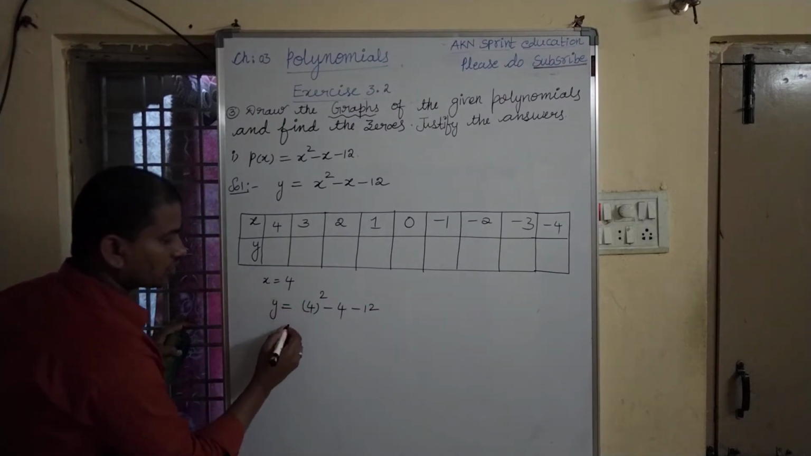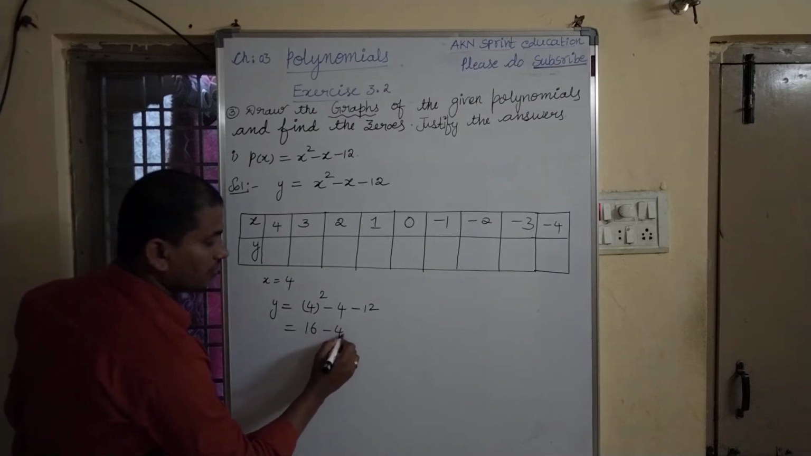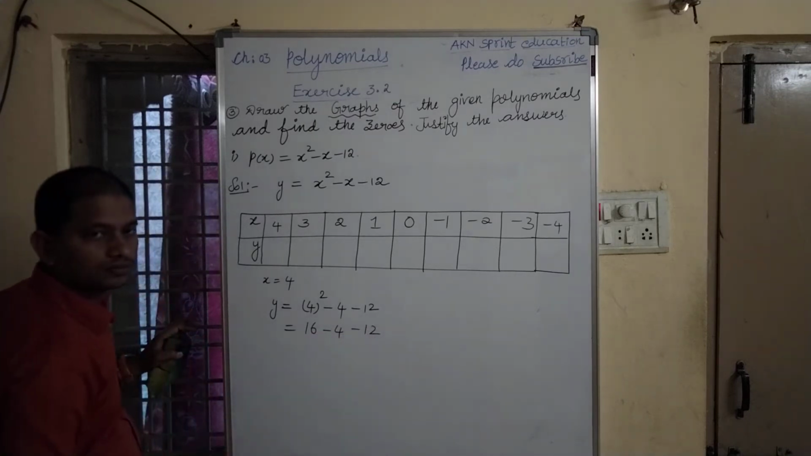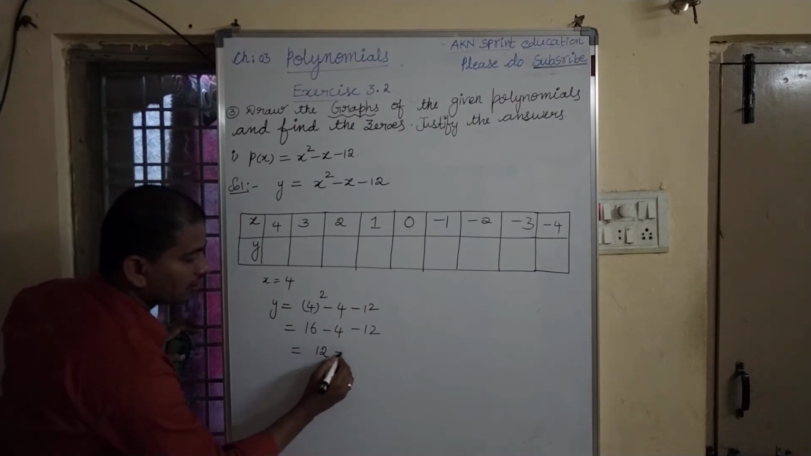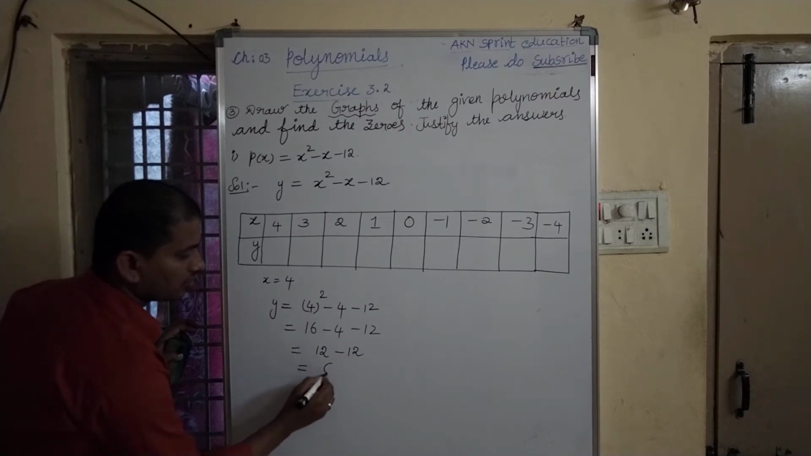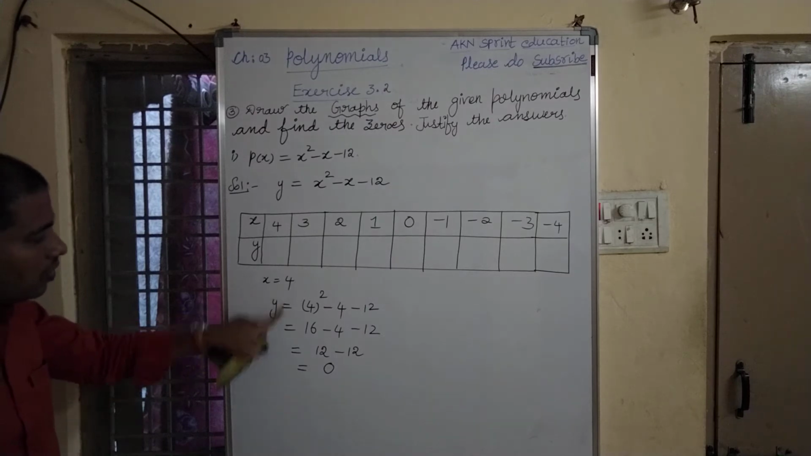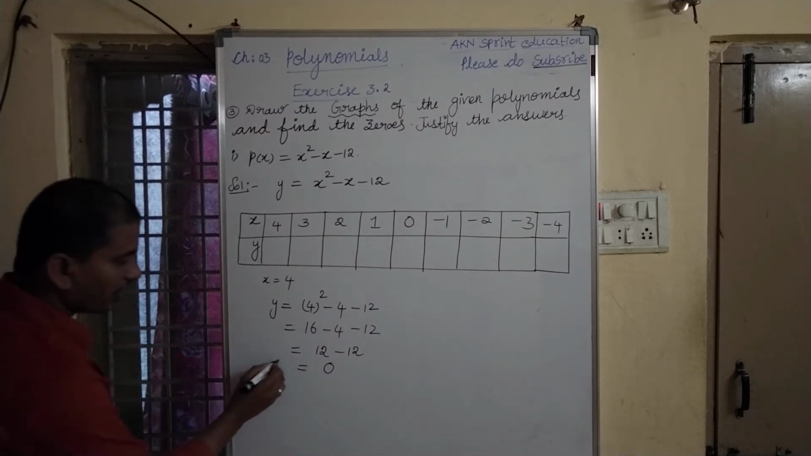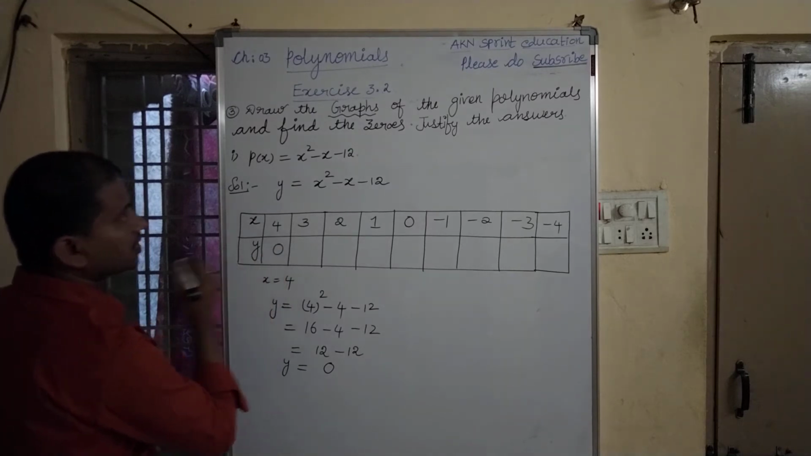What is the value of 4 square? 4 square is nothing but 16, minus 4, minus 12. 16 minus 4 is equal to 12, minus 12. So 12 minus 12 is equal to 0. So when x equal to 4, what is the value of y? Our y value is 0. When x equal to 4, y value is 0.